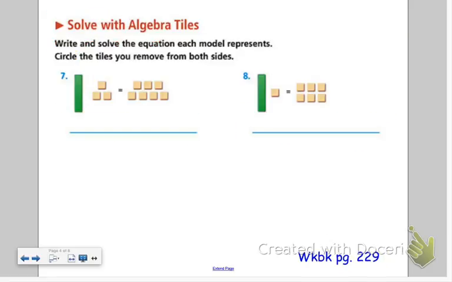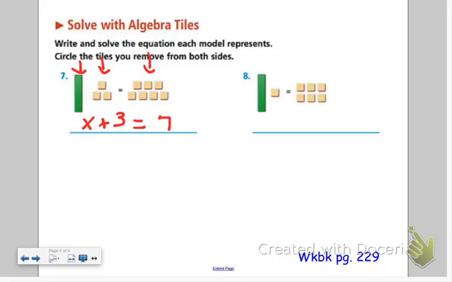Again on page 229, now we're going to write and solve the equation that each model represents with the algebra tiles, and circle the tiles that you remove from both sides. So in number 7, I see the equation x, because that's this algebra tile, plus 3, which are these algebra tiles, and that's equal to 7, which are these algebra tiles.